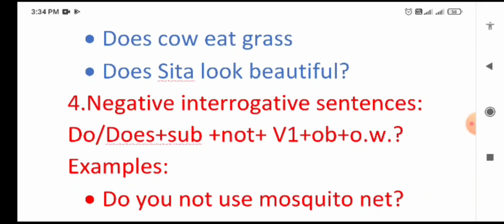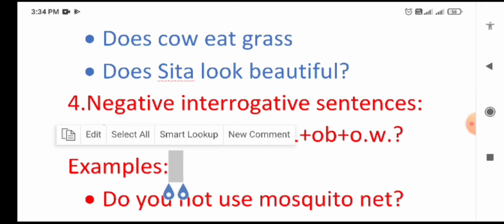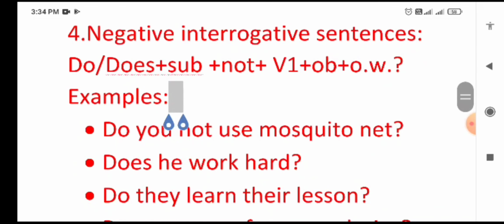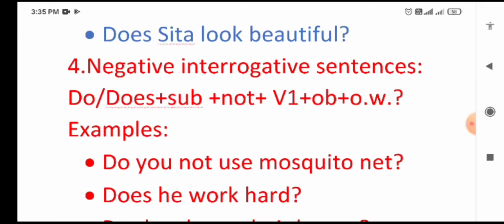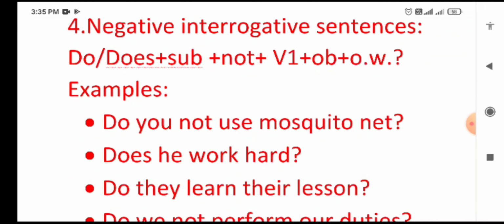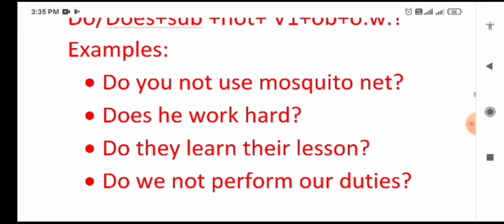Next sentence is negative interrogative sentences. Here the sentence is negative as well as interrogative. Here a question as well as a negative statement is implied. So use do or does before the subject plus not plus first form of verb plus object plus other words. Examples are: do you not use a mosquito net? Does he not work hard? Do they not learn their lesson? Do we not perform our duties?